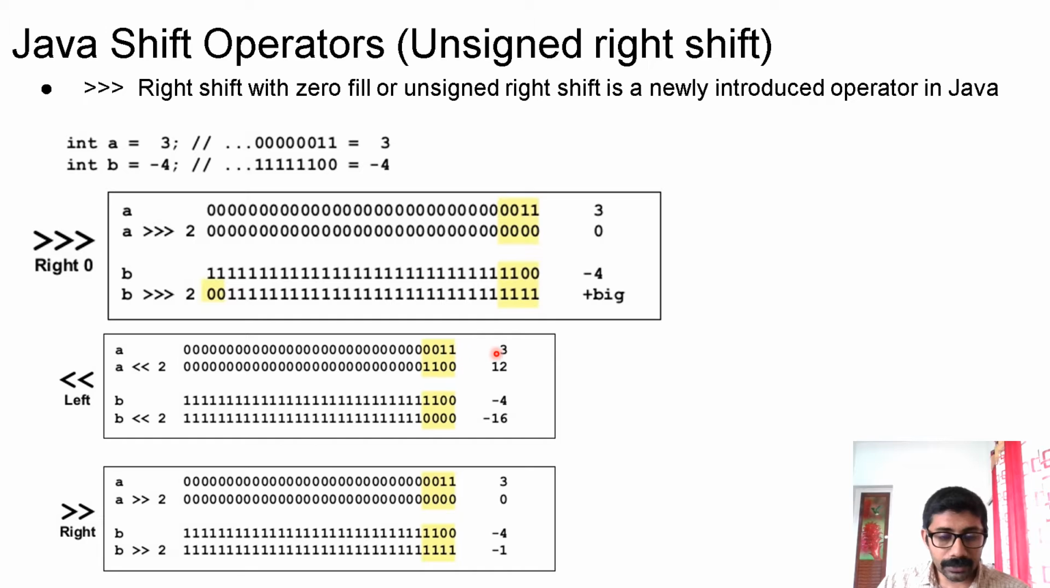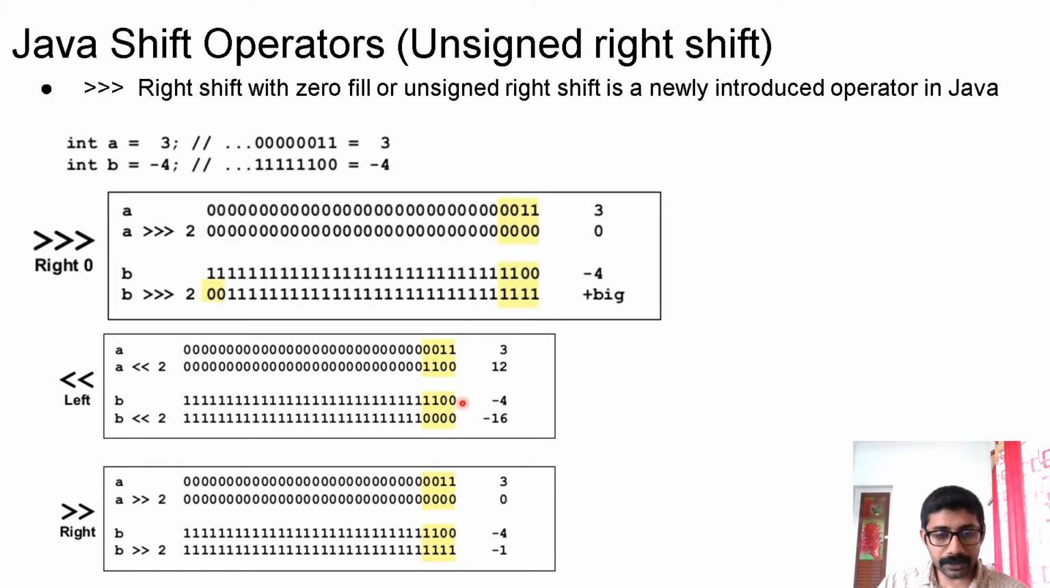Now here you have some examples for left shift. This is your 3. A is 3. So you are shifting it 2 times. Sign bit will not be changed. So 2 zeros will come here. These two will be shifted in for 2 places. So you are getting 1100 when you shift 2 positions. And in the case of B, it is negative 4.